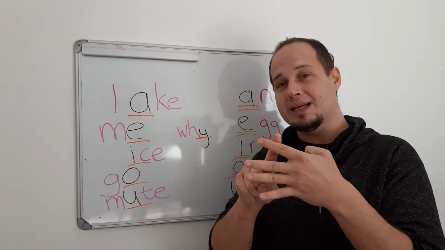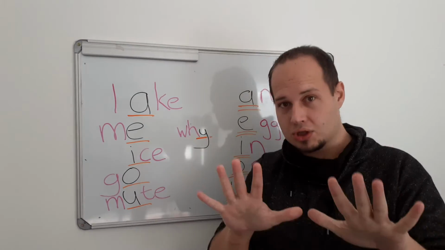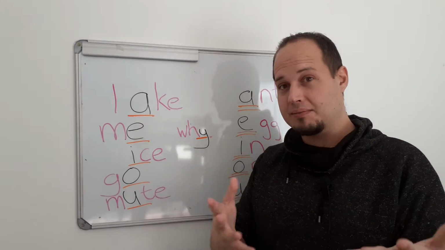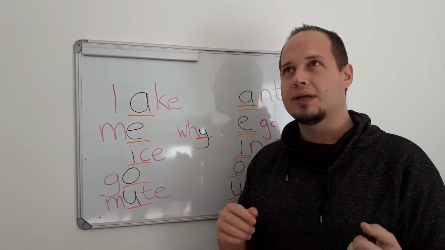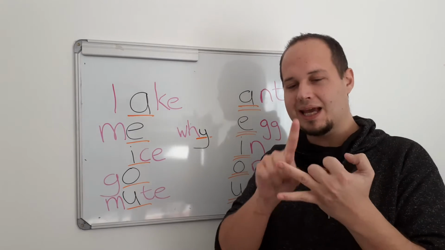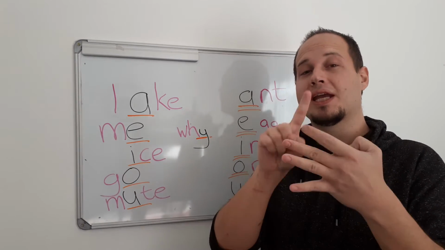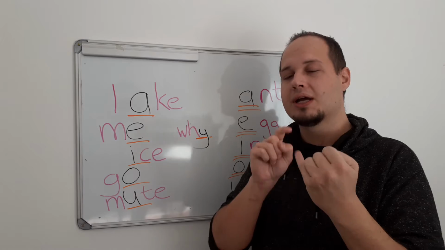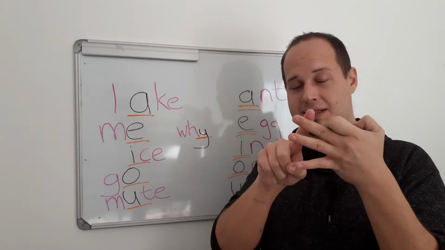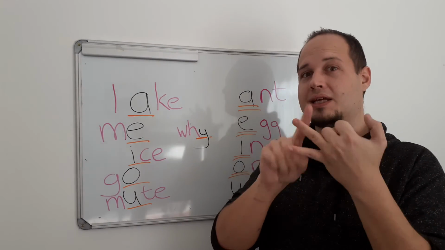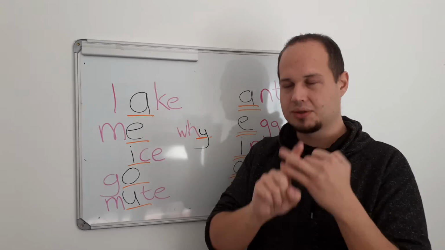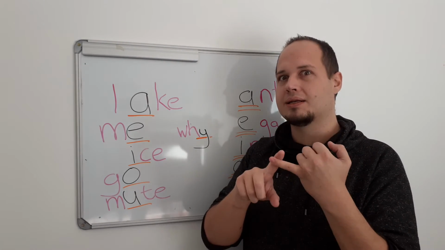A, B, C, D. Stop, breathe. E, F, G, same thing. Stop, breathe. E, F, G. Then H, I, J, K. Stop, breathe. L, M, N, O, P. Stop, breathe. Q, R, S. Stop, breathe. T, U, V. Stop, breathe. W, X. Stop, breathe. Y, and Z.